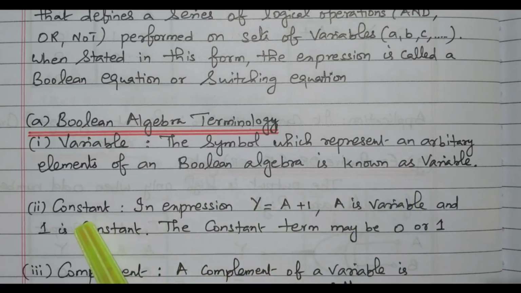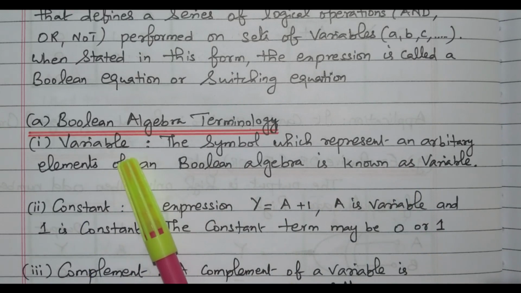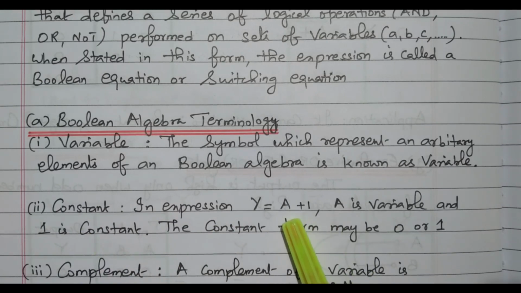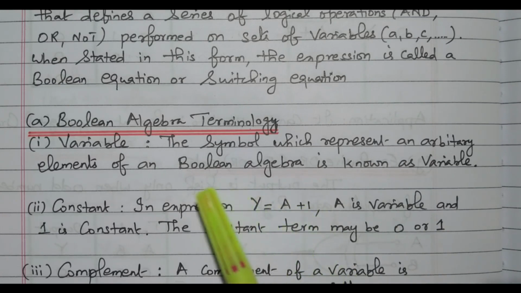Another term is the constant. Variable means it varies with the expression; constant means it will not vary, it is always constant. For example, in the expression y equals a plus 1, a is the variable. A may be any value, but 1 is always 1, it will not change. So this 1 is called a constant. The constant term may be 0 or 1. So we have two terms, variable and constant. Constant will not vary throughout the expression, while the variable will vary depending upon the expression.